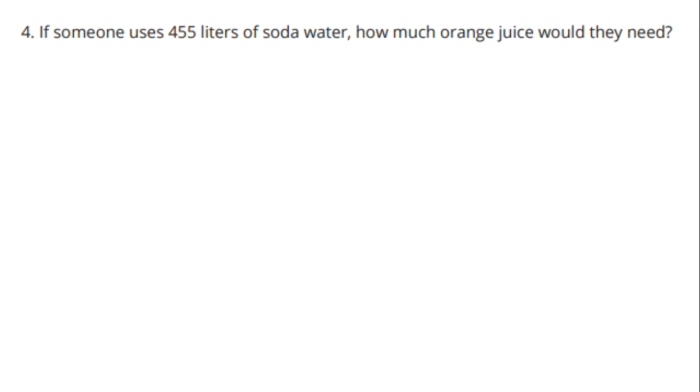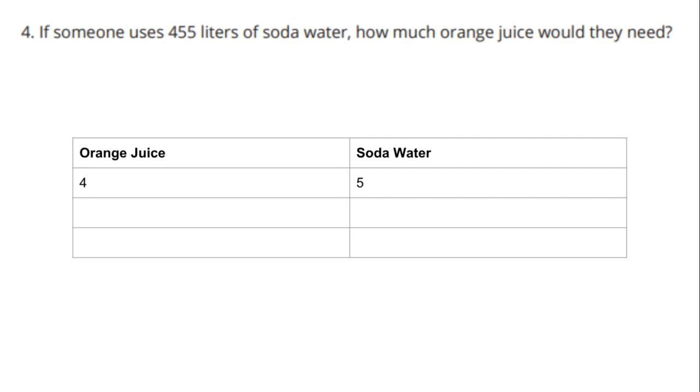So for question 4, someone uses 455 liters of soda water. How much orange juice would they need? Again, I might want to set it up using a table rather than making the long number line. My question is asking for 455 liters of soda water, so that's going to go onto my soda water side.